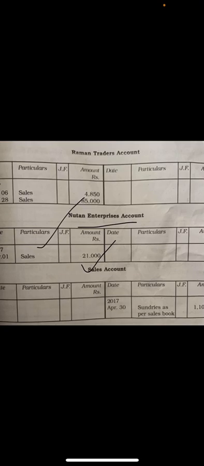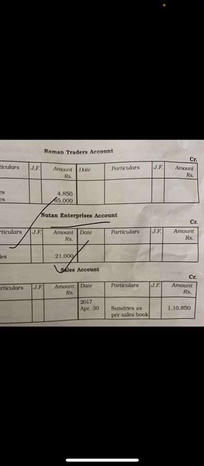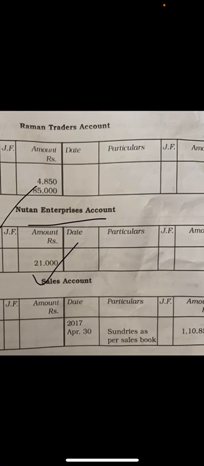And then the sales account. So total all the sales together, and in the sales account on the credit side, since your sales account is credited, you can just write sundries as per sales book. You don't have to write all the names of the customers. You can just write sundries as per the sales book and write the total amount. Okay, this is how the posting is made to the ledger book from the sales journal.